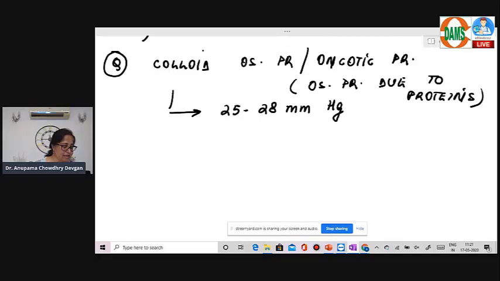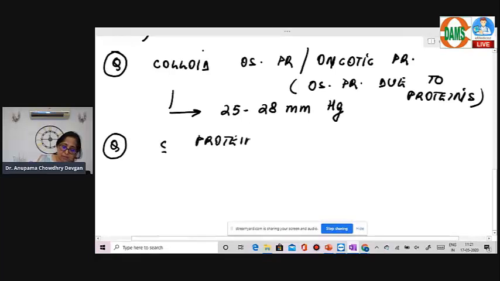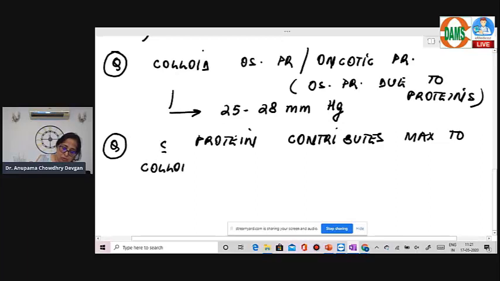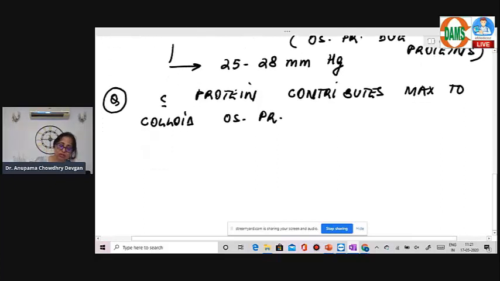Okay? So 25 to 28 millimeters of mercury. So my next question over here is, which protein contributes maximum to colloid osmotic pressure? Which protein contributes maximum to colloid osmotic pressure?